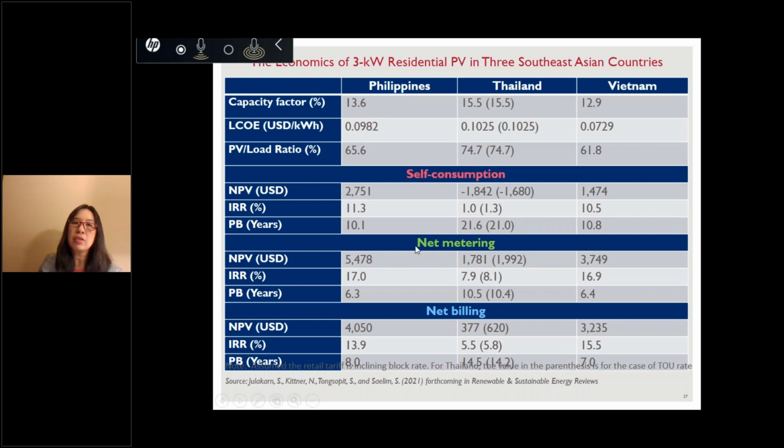And overall, you can see that net metering is more attractive to the customers than net billing, judging from the higher NPV and higher IRRs. And you can see the differing degree of attractiveness in different countries. We can see very high NPV in Vietnam and the Philippines, and lower NPV in Thailand, for example. And this is for 3 kilowatt residential customer.